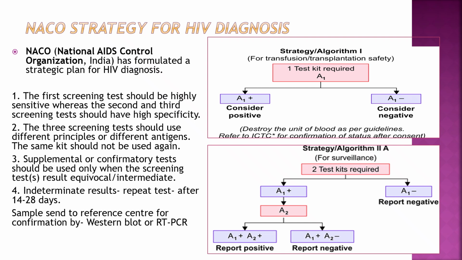In strategy 1, for transfusion and transplantation safety, one test kit is required. If A1 is positive, it is positive, and A1 negative is considered negative. Then strategy 2A, for surveillance purpose, two test kits are required. If A1 negative, it is negative. If A1 positive, you have to use the second kit, that is A2. If A1, A2 positive, report positive. And if A1 positive, A2 negative, report negative.